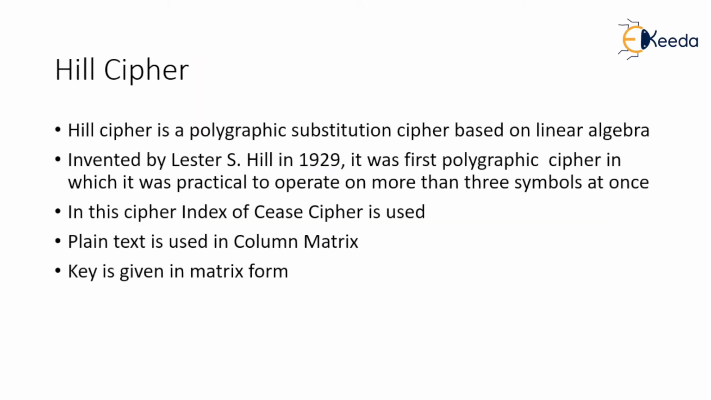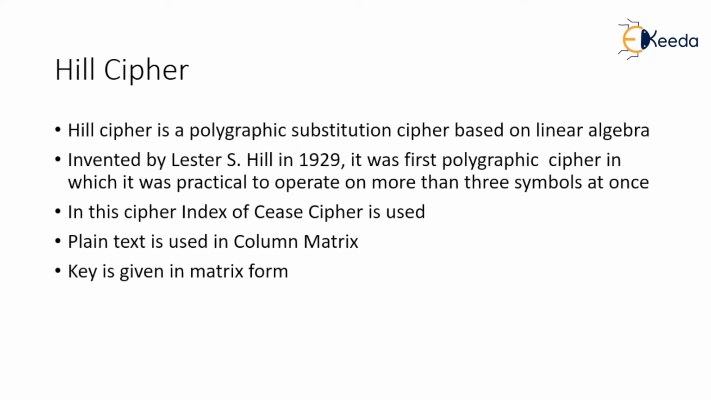Hill cipher is considered a polygraphic substitution cipher because it is based on linear algebra. You might have studied the concept of linear algebra in your mathematics in the first year, and it includes matrix calculation also. This particular Hill cipher was invented by the scientist named Lester S. Hill in the year 1929.